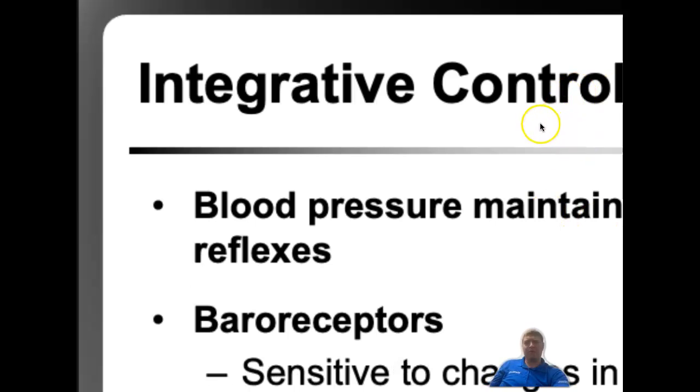These baroreceptors are what are going to help keep the blood pressure going. So if it gets too low, it's going to tell the heart to work faster.